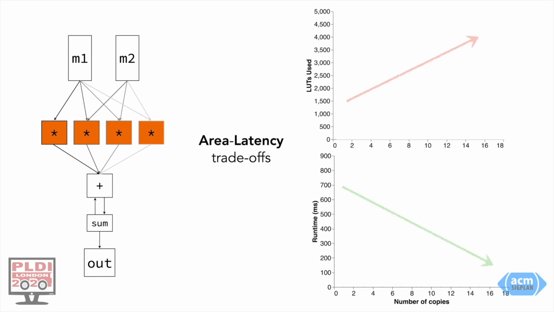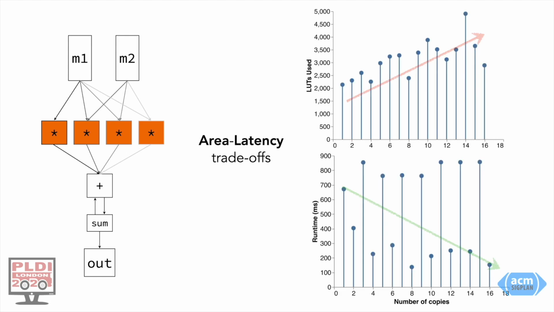This trades off the area of the design for its latency. The design takes up more resources on the FPGA, but also runs faster. I expected this trade-off to be smooth, but it was anything but. There were points where increasing the number of processing elements would make the design take up more area while running slower. Weirdly, there was a subset of points that seemed to behave predictably by following some set of hidden constraints.